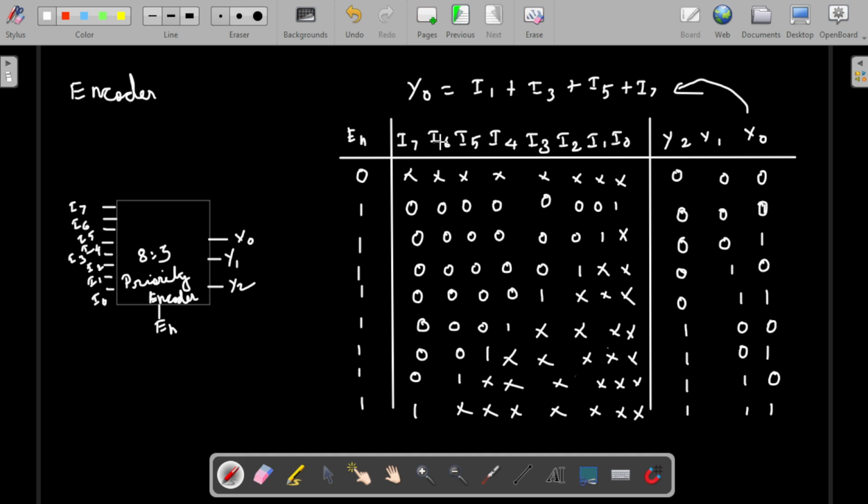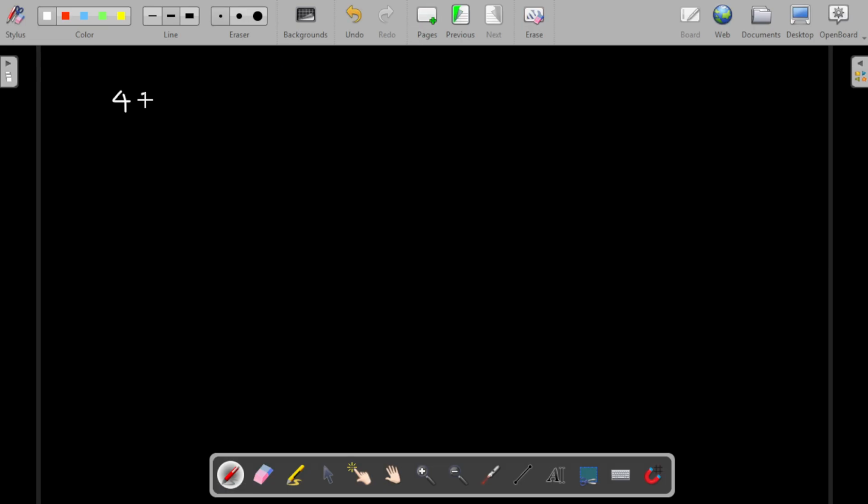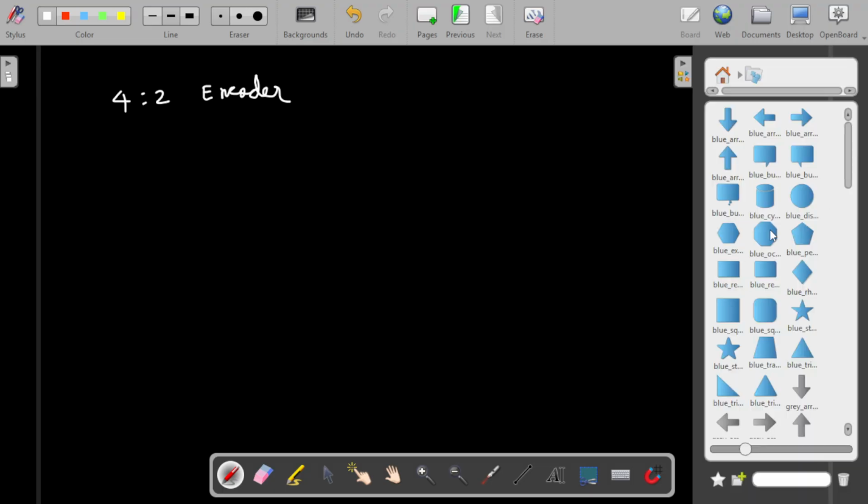So here also we can draw. For example, here it has 8 variables. So if we are having a 4:2 encoder, then we can do it. Let me draw one truth table for that. So let me first draw a truth table.